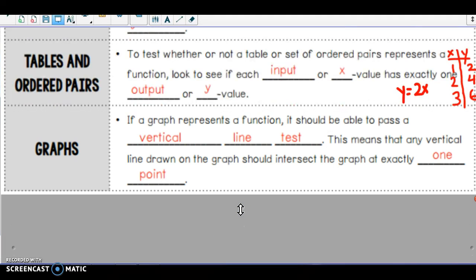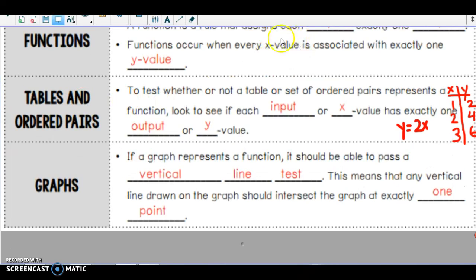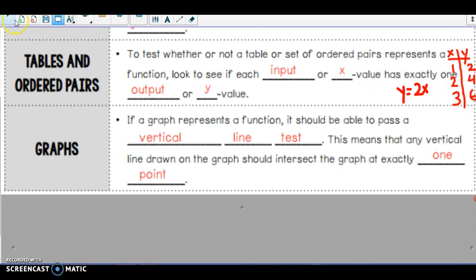We're also going to take a look at graphs again. If a graph represents a function, it should be able to pass what's called a vertical line test. This means that any vertical line drawn in the graph should intersect the graph at exactly one point. And that's because of the definition of function. Each x value, or input, has exactly one output, or y value.